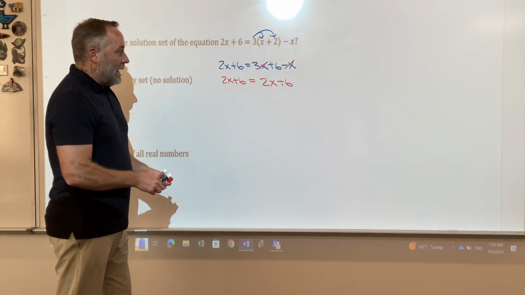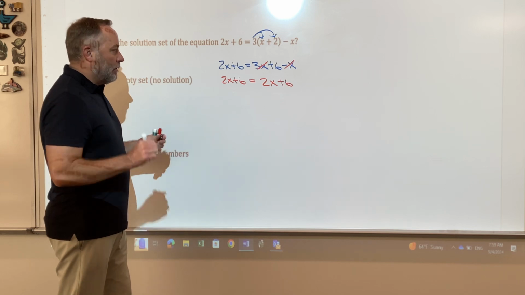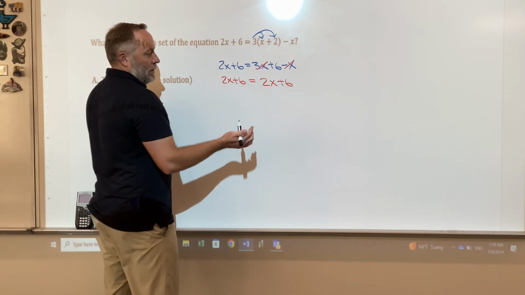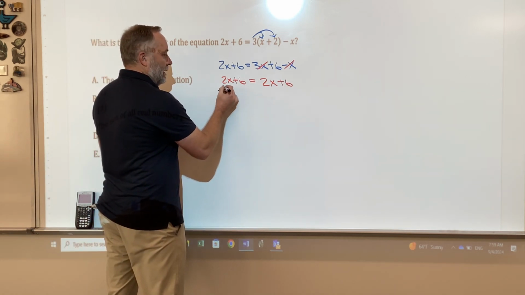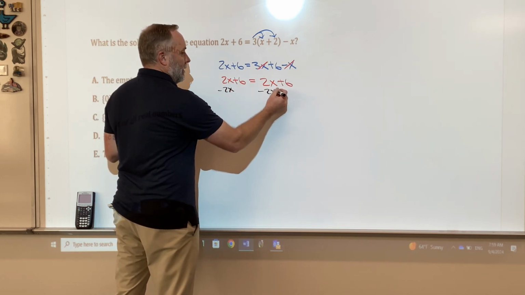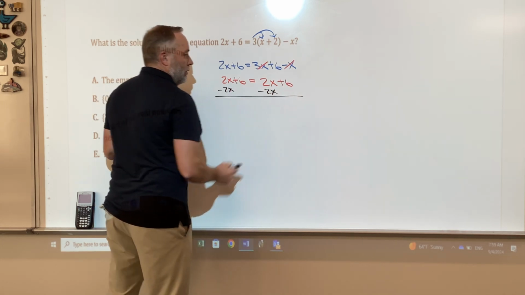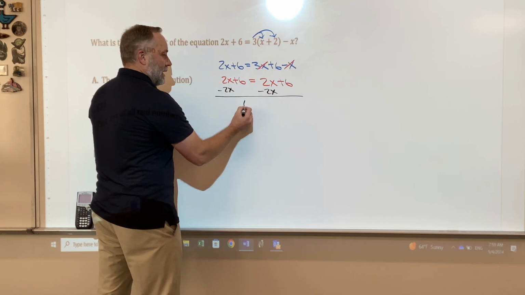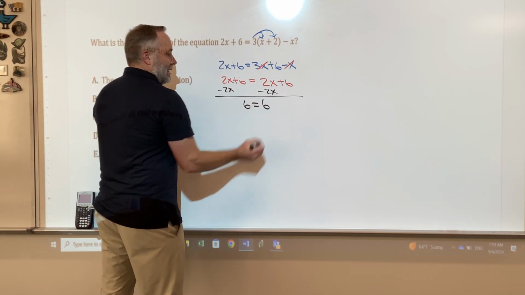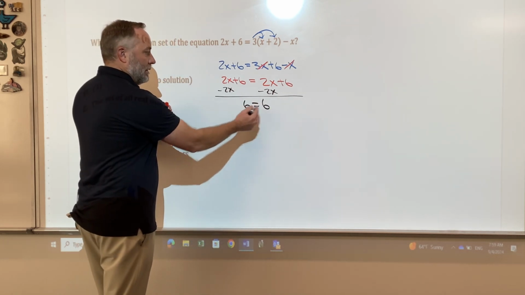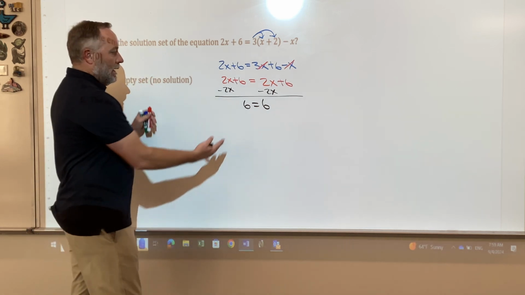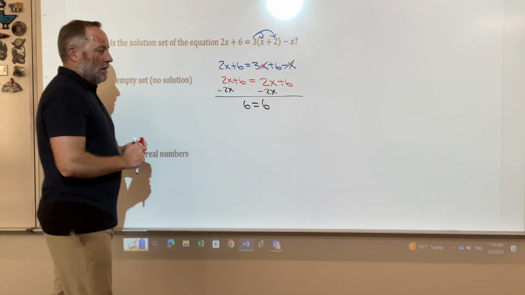If you didn't notice that and you just kind of got into the habit of solving for x, you would subtract 2x from either side, but what you do to one side you have to do to the other. When you do that, you notice that the left side becomes 6 and the right side becomes 6. So 6 equals 6. That statement right there is always true.